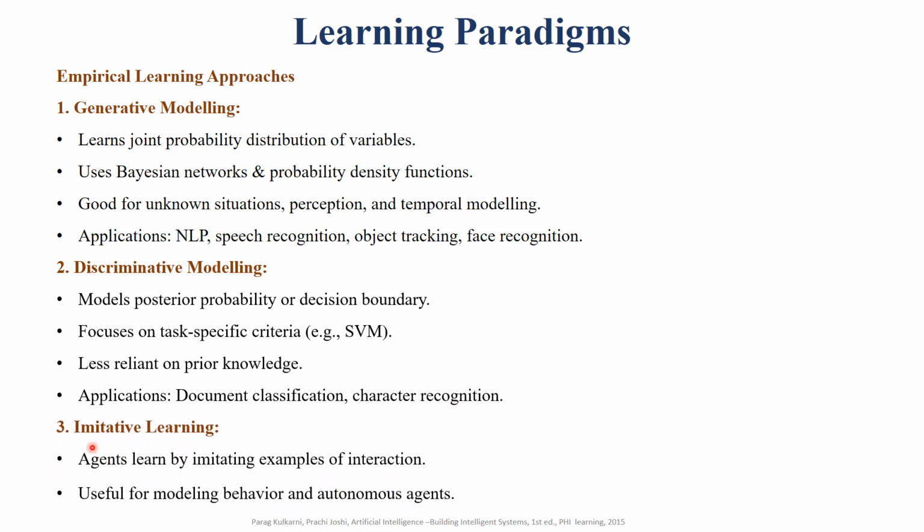Number three is imitative learning. Here the agents learn by imitating some examples of interaction. This paradigm is useful for modeling the behavior of autonomous agents.